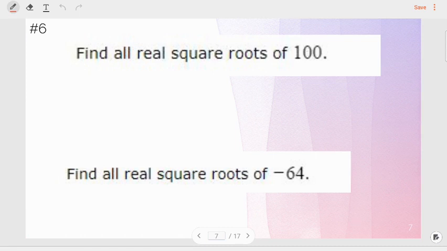Now, I'm trying to think of two numbers that multiply together to give me 100. So that's 10 and 10, and negative 10 and negative 10, because remember a negative times a negative is going to give me a positive. So my two answers are positive 10 and negative 10.